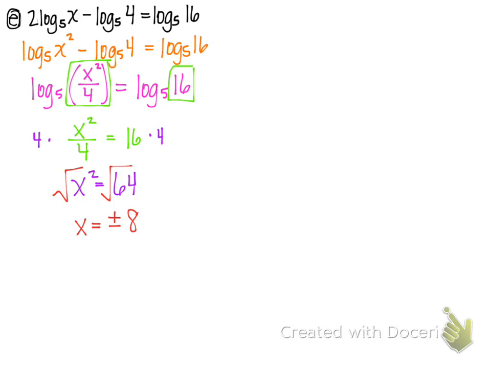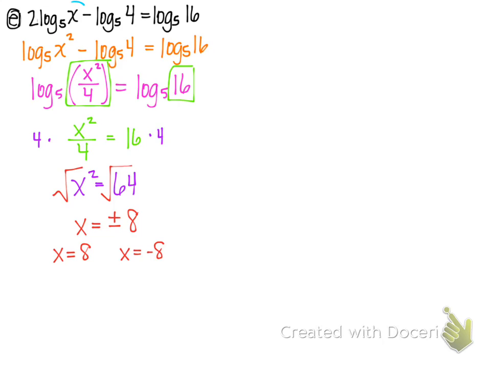Now, don't forget, whenever you take a square root, you're going to get out 2 numbers. You're going to get positive 8 and negative 8. So x is either equal to positive 8 or negative 8. And who knows, it might be equal to both. But we've got to check for extraneous solutions. So at this point, let's try to plug in. Let's do positive 8 first.